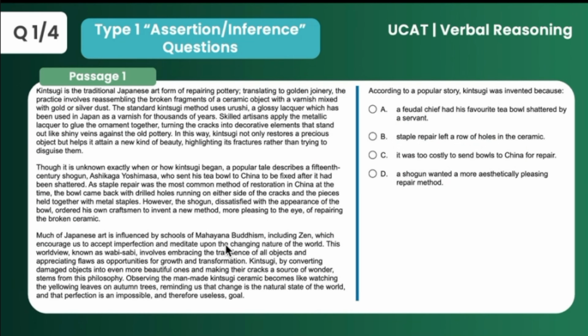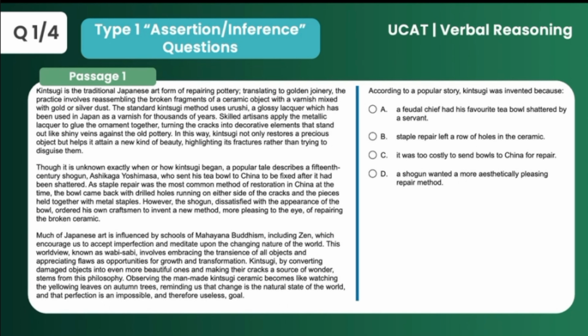Influenced by schools of Mahayana Buddhism, including Zen, accept imperfection and meditate upon changing nature of the world. Wabi-sabi, embracing transience of all objects, appreciating flaws as opportunities for growth and transformation. Kintsugi, by converting damaged objects into even more beautiful ones and making sure their cracks a source of wonder. Observing a man-made kintsugi becomes like watching the yellowing leaves on, reminding us that change is the natural state of the world.